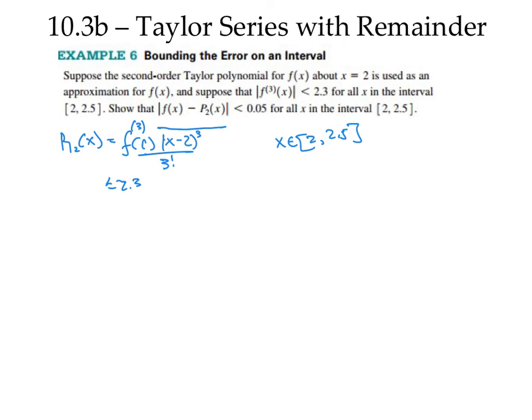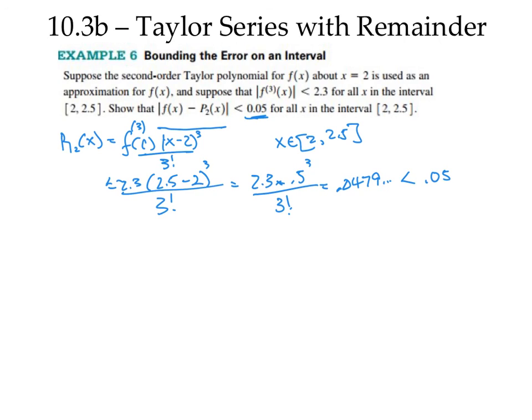2.3. And what's the worst x minus 2 cubed can be in the interval 2 to 2.5? Well, it would be 2.5 minus 2 cubed. And then we have over 3 factorial. So I have 2.3 times 0.5 cubed over 3 factorial. And I'll just do that on a calculator. And you can see that this is clearly less than 0.05, which is what we needed to show.